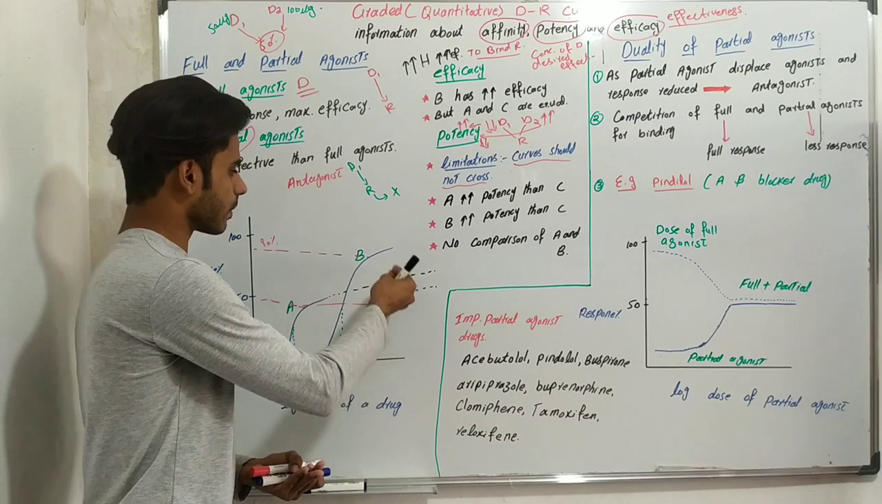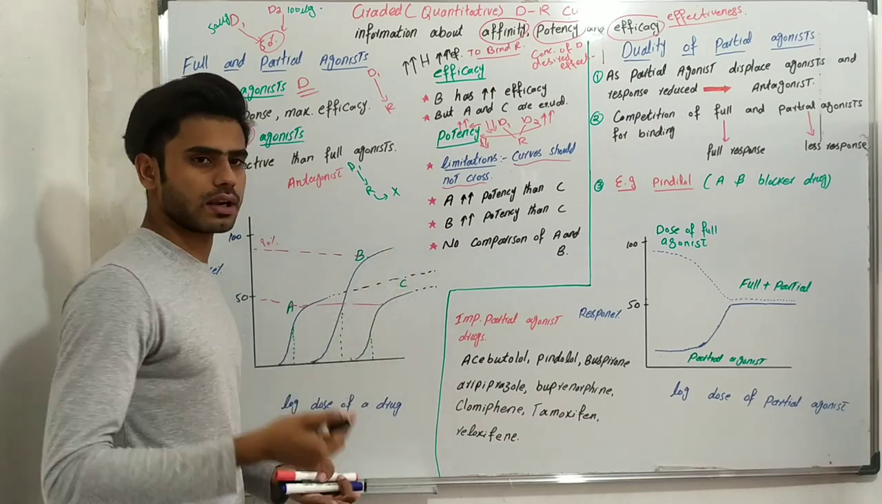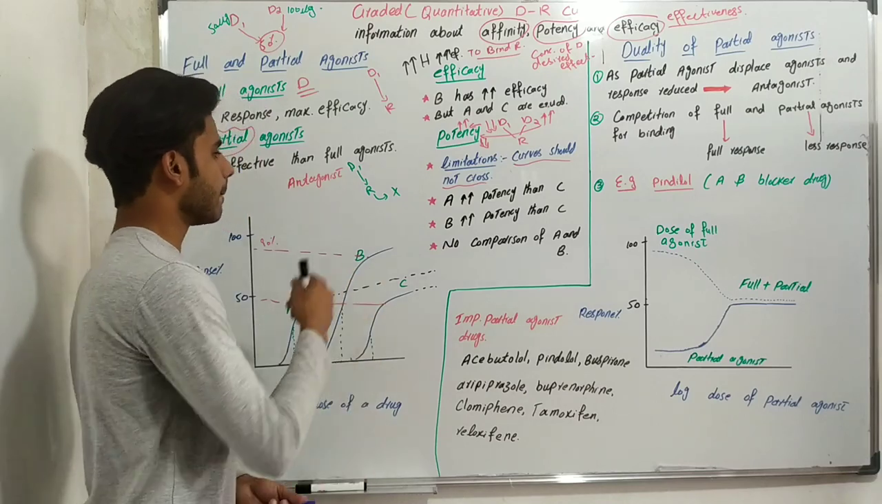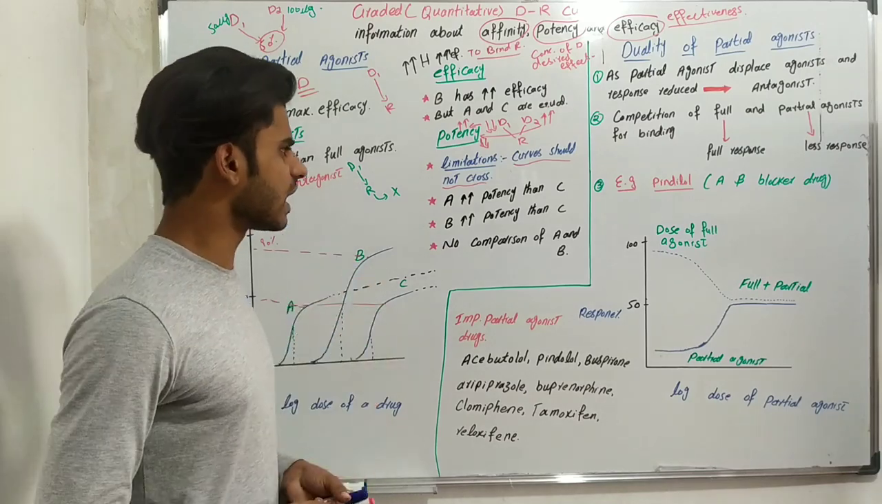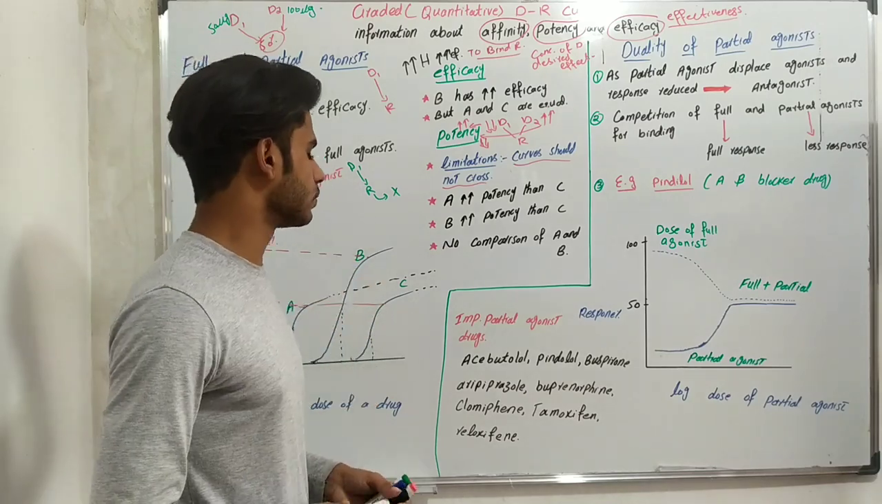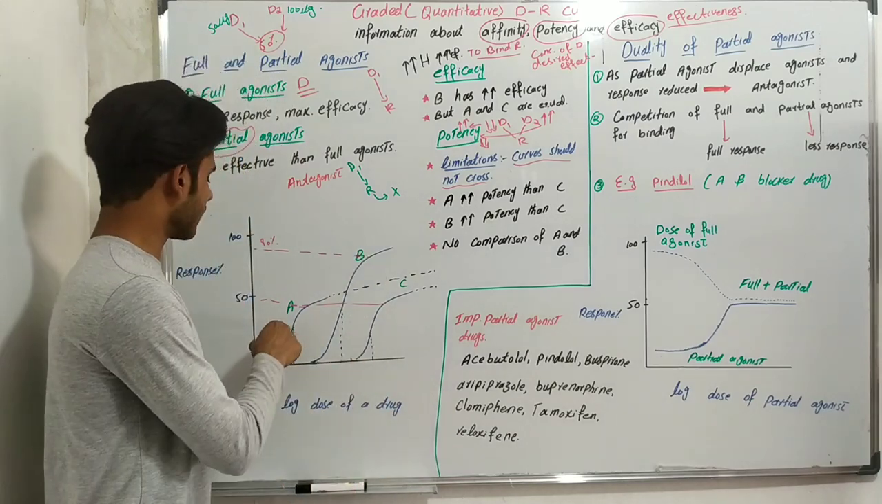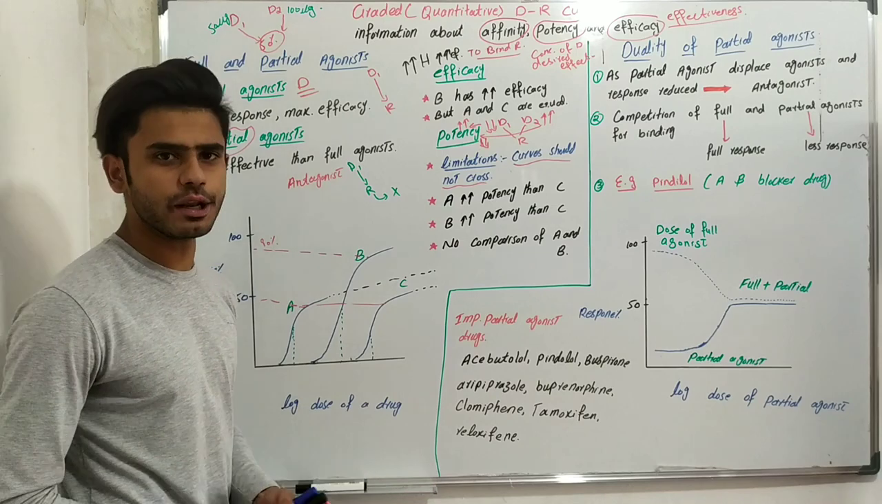And when we check the response, B has a lower concentration as well as more response. It means that B has the greater potency as compared to C. So that was the comparison of B and C. But in a quick manner, you can check which one is closer to the y-axis; that has the greater potency.